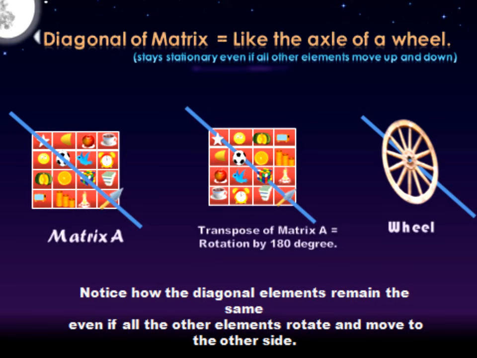Then let us look at matrices. The next image is on matrices. The diagonal of the matrix, as you know, is like the axle of a wheel. It is the axle around which rotation takes place, and that is why the diagonal elements stay where they are even after the transpose of a matrix is taken. You might have noticed that the diagonal elements don't change. This is very similar to the rotation of a wheel. Everything goes up and down, but the center of the wheel remains where it is.